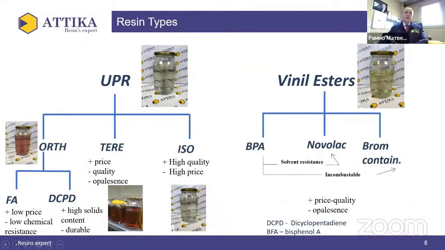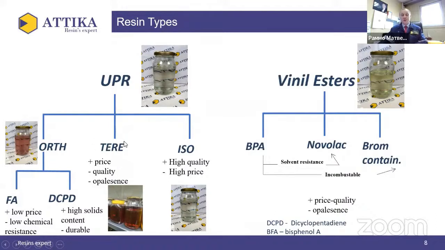A few words concerning classification. There are two main divisions of unsaturated polyesters. The first one is unsaturated polyesters based on orthophthalic technology, based on phthalic anhydride, and they are characterized by low price and low chemical resistance. Besides, there are resins based on dicyclopentadiene. We could achieve high solids with low content of styrene, but the other side of the coin is the disadvantage: durability, solubility, and incompatibility of these resins with others.